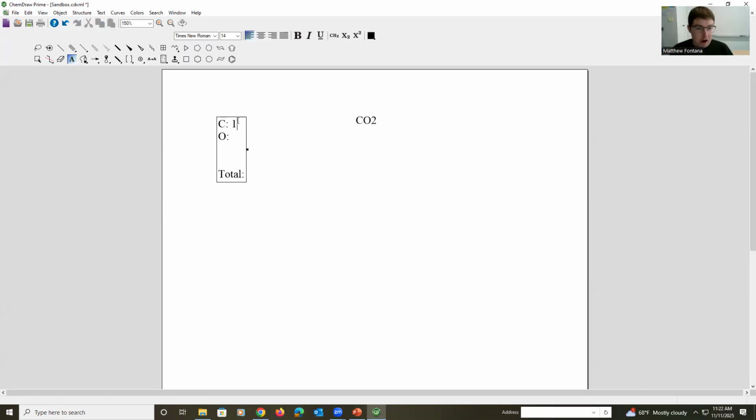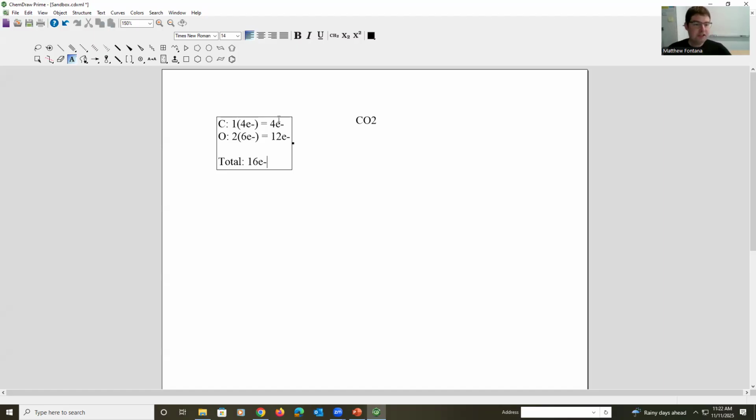So we have one carbon atom. Carbon is in the fourth column of the periodic table, so we have four valence electrons. One times four is going to be equal to four. So we have four valence electrons from the carbon. For oxygen, we have two of them. Oxygen is in the sixth column of the periodic table, and so 6 times 2 is going to be a total of 12 valence electrons. Because we have 12 from oxygen and 4 from carbon, that means we're going to have a total of 16 valence electrons for carbon dioxide.